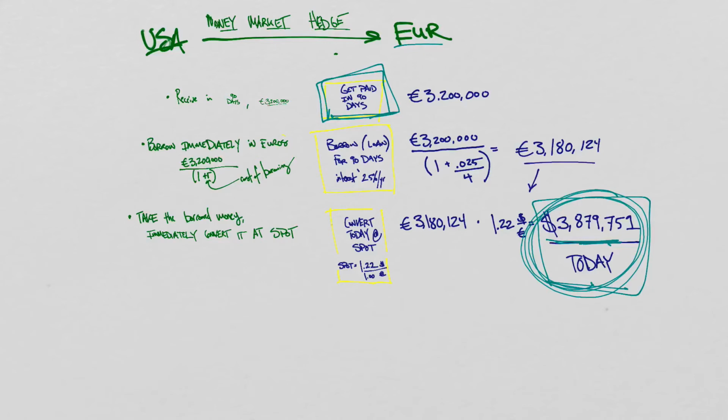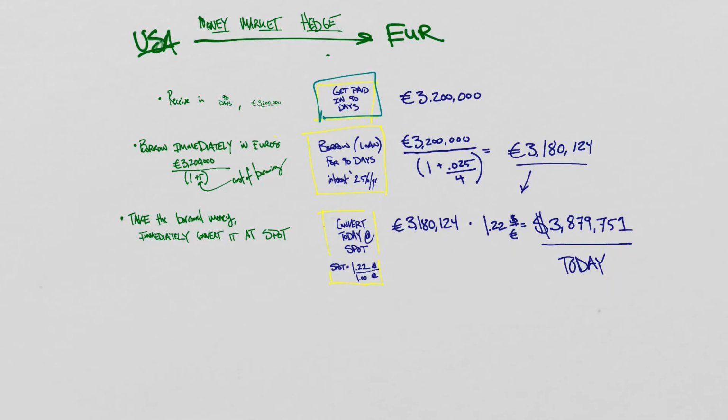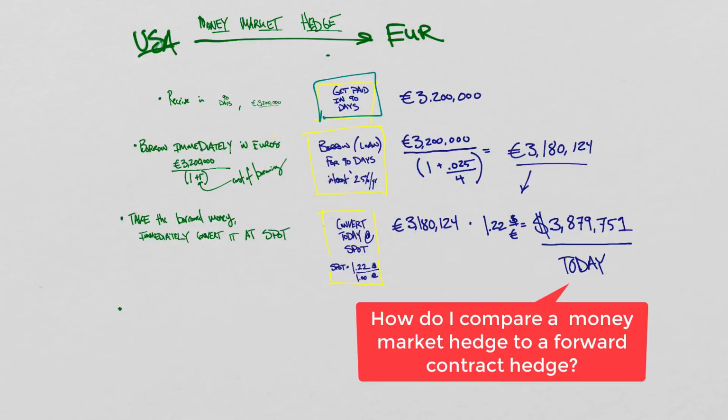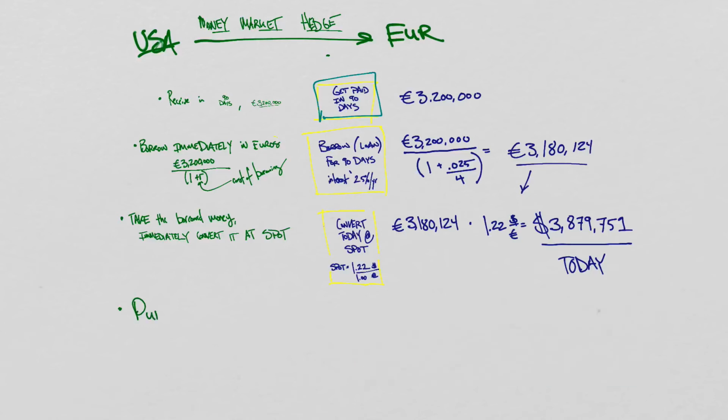And so if you're trying to compare hedging with, say, a money market hedge versus hedging with a forward contract, you have to put them on the same footing. The fact that you're receiving this today instead of 90 days out into the future. First thing we need to do if we want to compare a money market hedge with a hedge using a forward contract is to put them on equal footing. And the way we're going to do that is by considering the benefit of having the money today rather than 90 days out into the future.